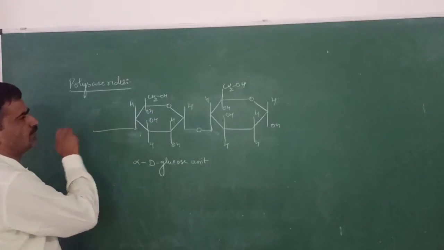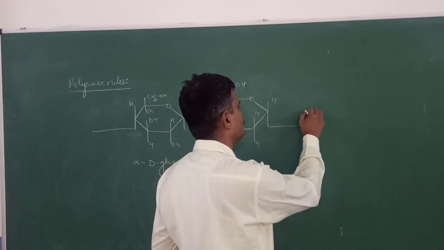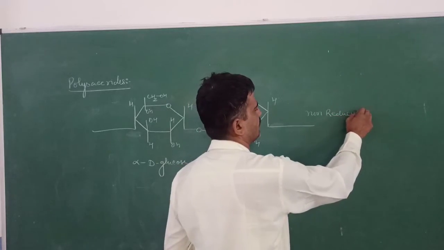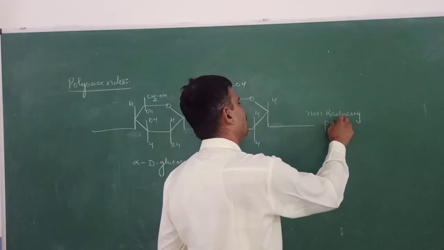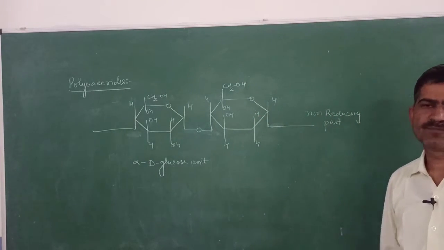This forms a regular chain, and it is the non-reducing part. This amylose part gives the starch test with iodine.